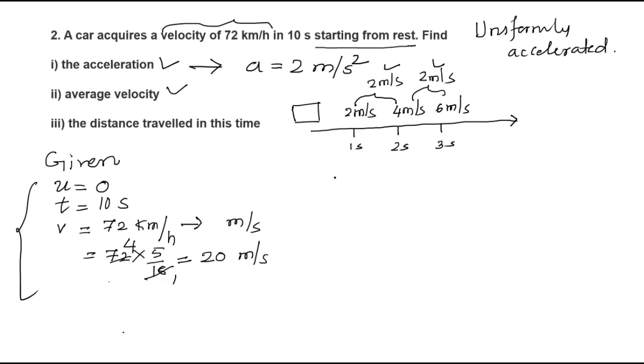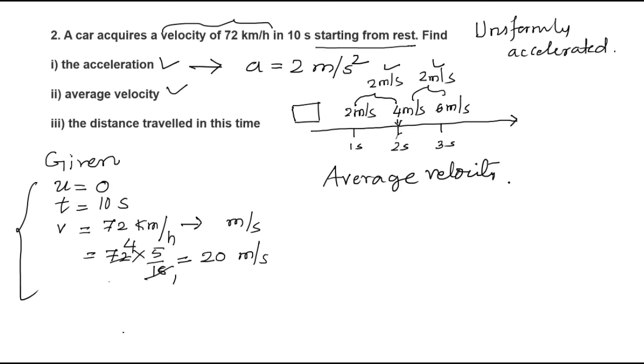Now suppose you are asked to find out the average velocity here. How can we find it? If you look at this picture, the average should be in the center, isn't it? So the answer should be 4 meter per second. It cannot be 2 meter per second or 6 meter per second. It should be somewhere in the center. That is called the average, 4 meter per second.